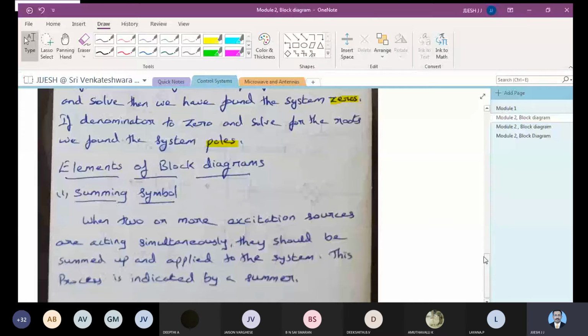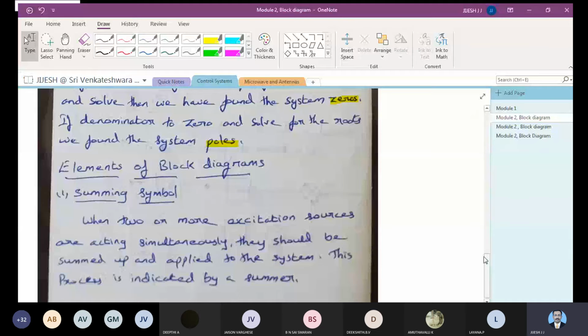In block diagram also we will have the same thing. If there is a plus, you have to add those things. If there is a minus, you need to subtract. It's the same simple thing, but you have to go with some symbols and notations to understand these things, and that is the standard process followed in block diagram reduction. So the first one is the summing symbol. Just write this down. In the next sheet I'll be explaining exactly what it is.